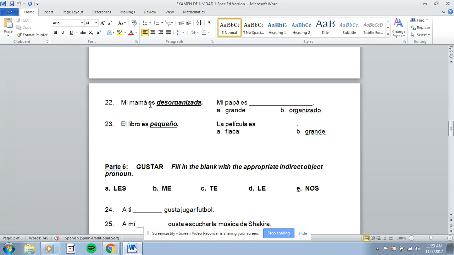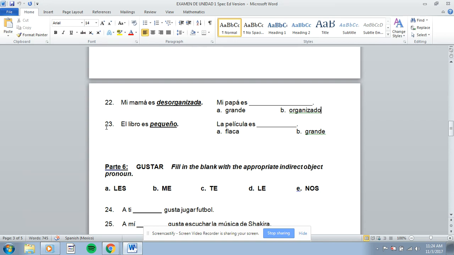22, mi mamá es desorganizada. My mom is disorganized. Mi papá es, my dad is, and you want to pick organized. The opposite of disorganized is organized. So would organized be grande or would it be organizado? Bubble in A or B depending.